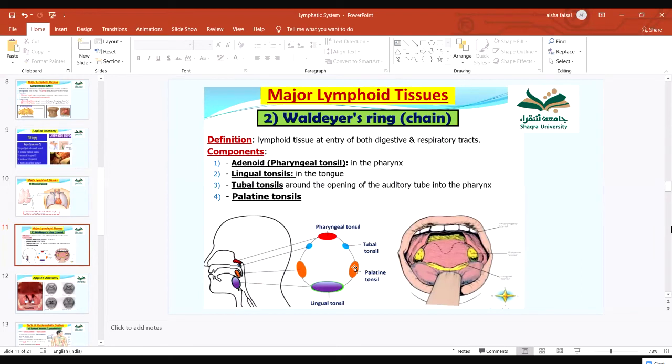This Waldeyer's ring is very important for your exams. So you have to memorize all these parts, all these tonsils related to Waldeyer's ring.